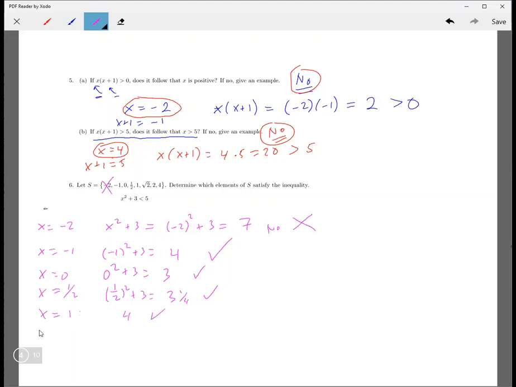And then if you plug in √2, √2 squared is 2 plus 3 is 5. And so that's not going to work because it has to be less than 5. You can't be 5. So that one doesn't work. And then likewise, 2 and 4 don't work either because those are going to give you even bigger numbers. Okay, so the answer is all of these ones right here. Okay, so that's the answer to number 6.